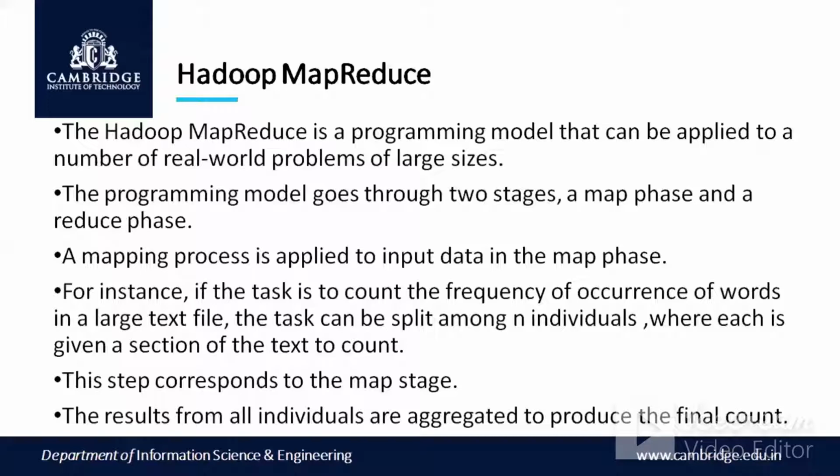So you are mapping the task among each individual. What you are doing here is dividing the large text file into chunks of text files. Each text file is given to an individual, so it is mapped to the individual, with a section of text to count. Each individual counts the number of occurrences and writes down which word is occurring frequently, and how many times. So this step corresponds to the map stage. The results from all individuals are aggregated to produce the final count.